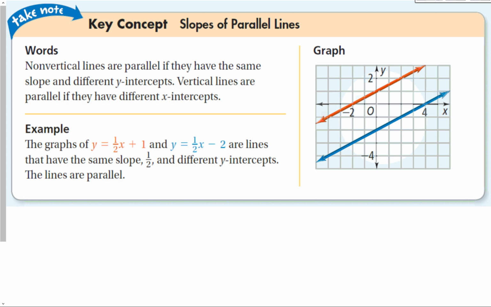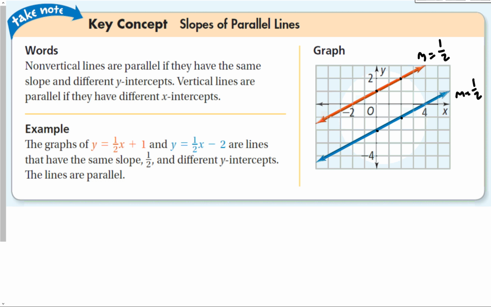So, non-vertical lines are parallel if they have the same slope and different y-intercepts. So you can see the red and the blue one have the same slope, up 1, right 2, so it has a slope of 1/2, right? Rise over run. And so does the blue one. So the blue one has a slope of 1/2.